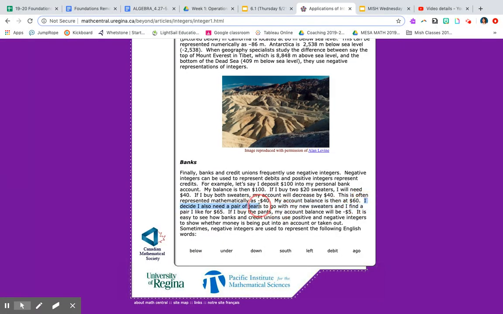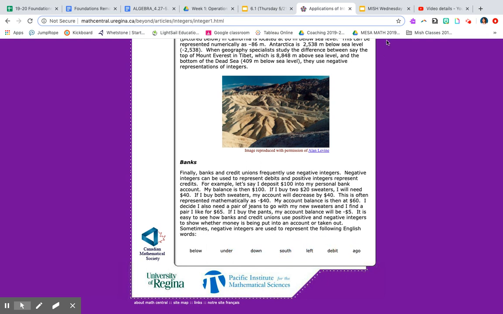I decide I also need a pair of jeans to go with my new sweaters, and I find a pair that I like for $65. If I buy the pants, my account balance will be negative $5. That means I didn't have enough money. It is easy to see how banks and credit unions use positive and negative integers to show whether their money is being put into an account or taken out of an account. Sometimes negative integers are used to represent the following English words: below, under, down, south, left, debit, ago.